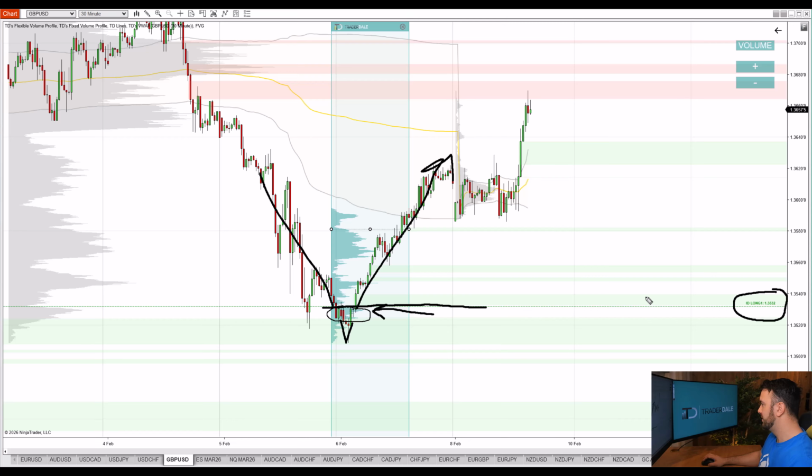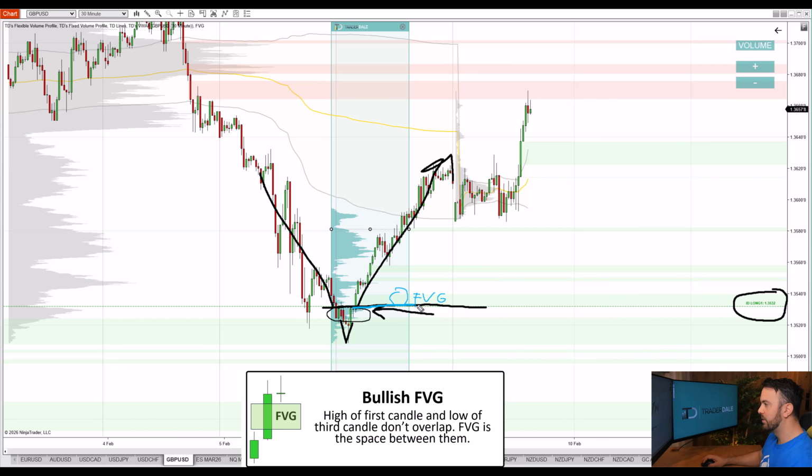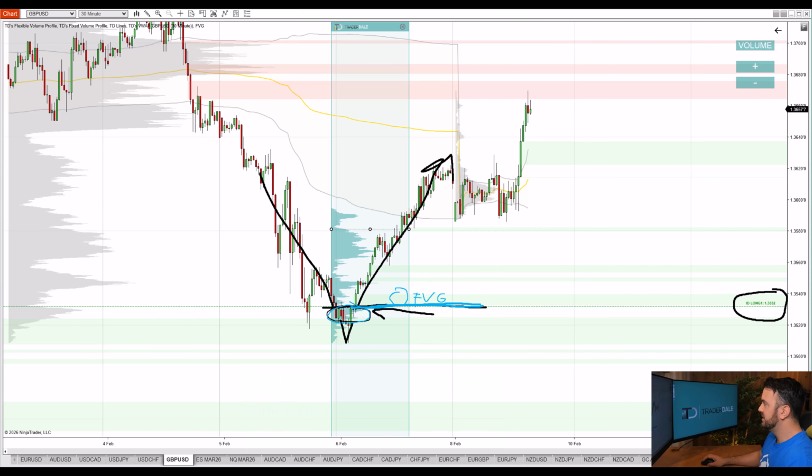It is at 1.3532. And as you can see, highlighted in green, there's also fair value gap here, beginning of a fair value gap. For long trade scenario, this is the beginning of a fair value gap, right? So it nicely aligns with the beginning of that heavy volume cluster here.